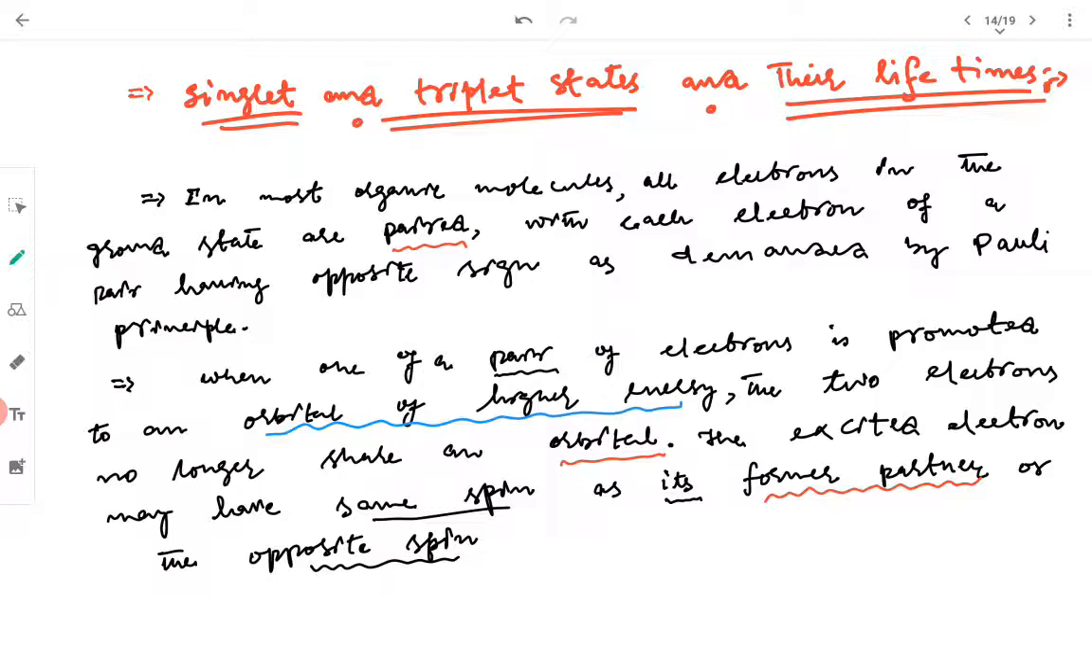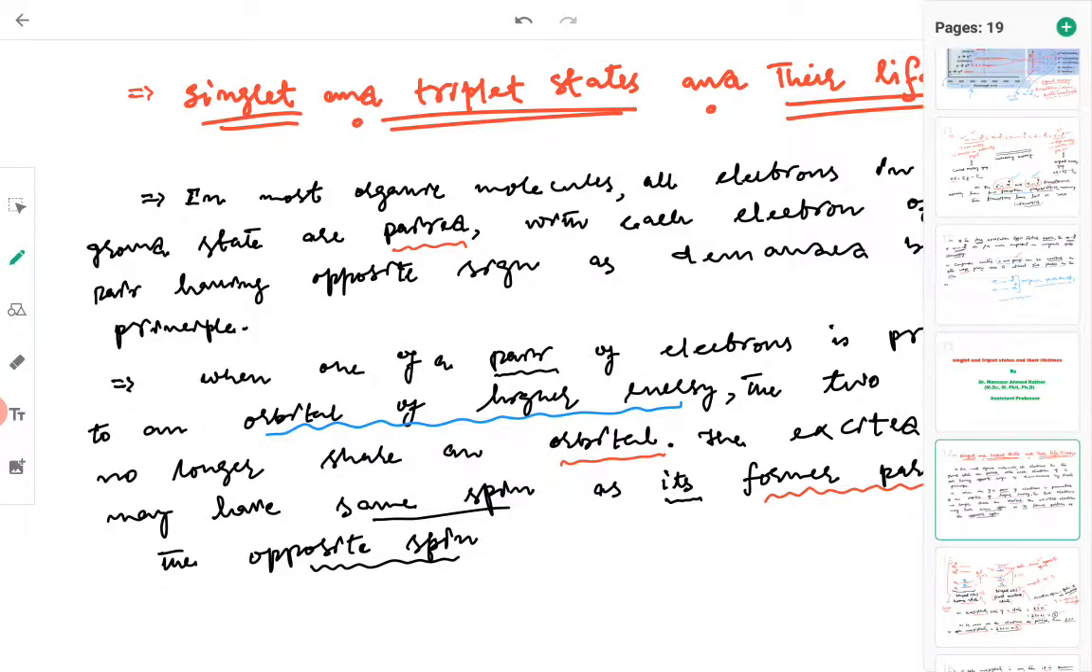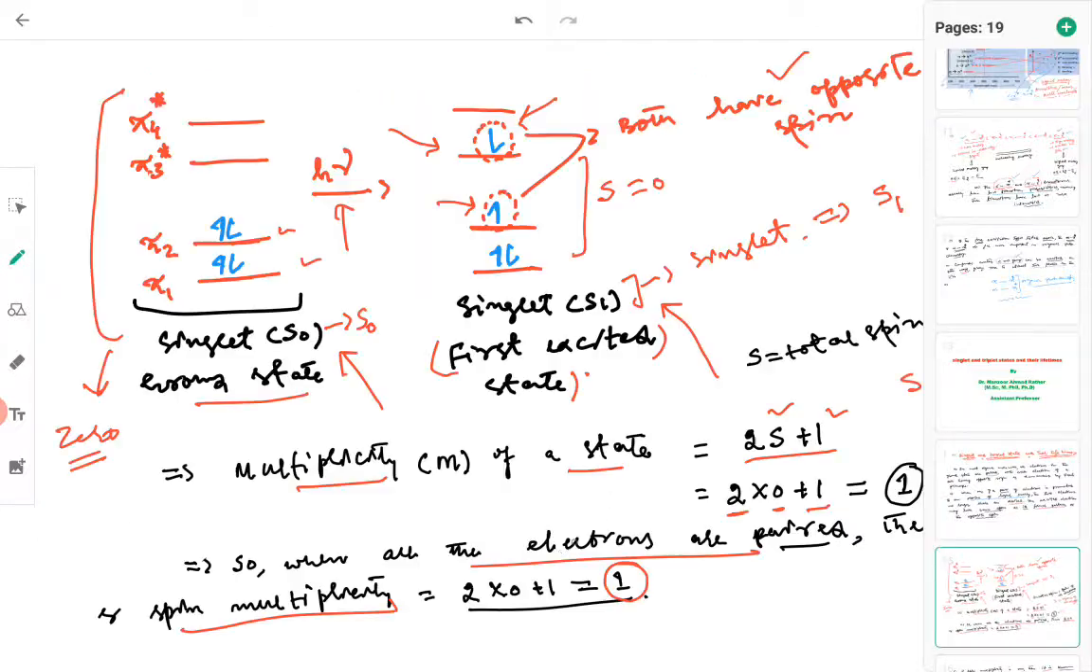But in UV visible spectroscopy, transitions between different spin states are not allowed. So usually singlet to singlet transition is allowed, triplet to triplet transition is allowed, singlet to triplet transition is not allowed. So initial excitation occurs with the electron having the opposite spin, so that the overall spin of the molecule still comes out to be 0, even though the molecule is in the excited state.